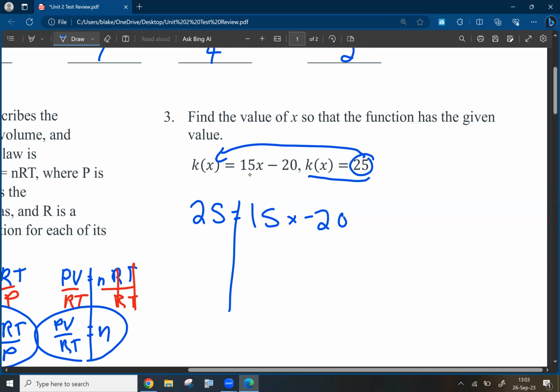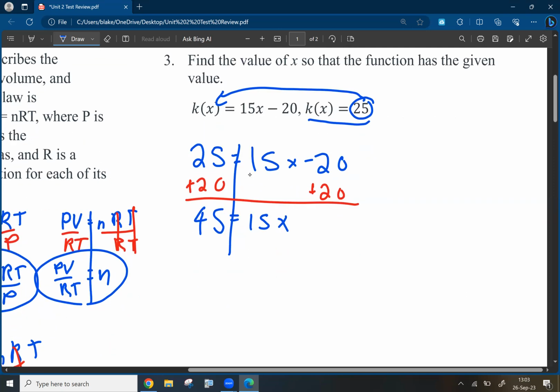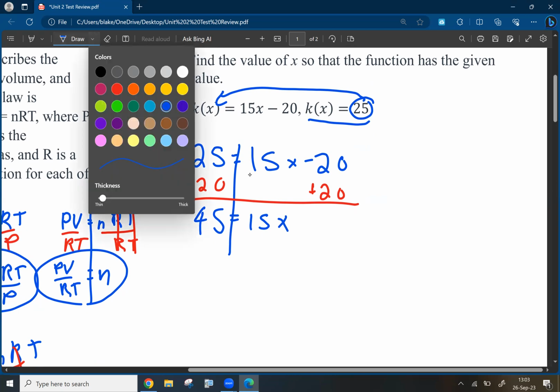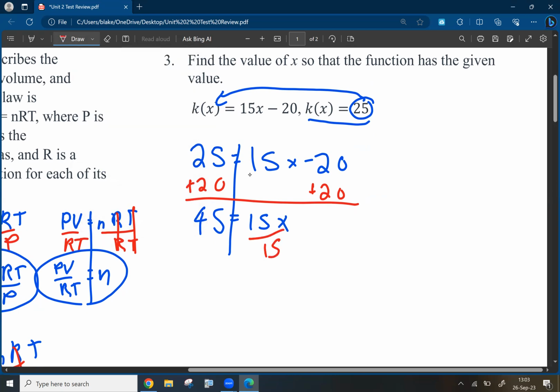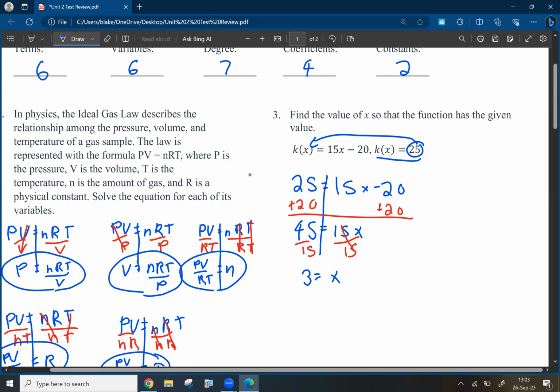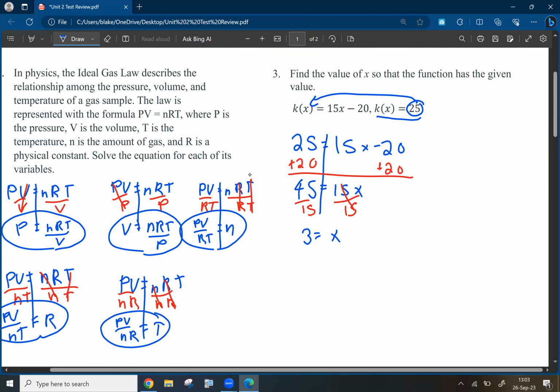And now when we solve this, obviously, we'll just solve for x. So we'll start by adding 20 to both sides. So add 20 here, add 20 here. Okay. So we have 25 plus 20, which is going to be 45, equal to 15x. And then we need to divide by 15. So we end up having 45 divided by 15, which is 3, equal to x. So that's it. Answer is just 3. You'll just type that in on the test.